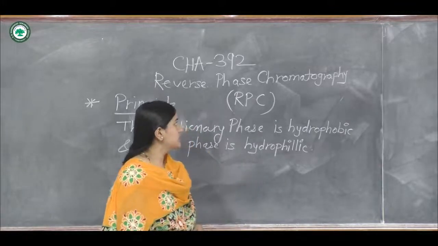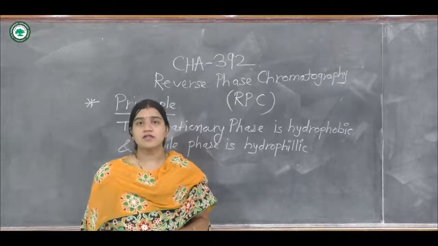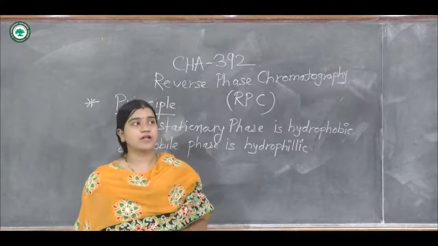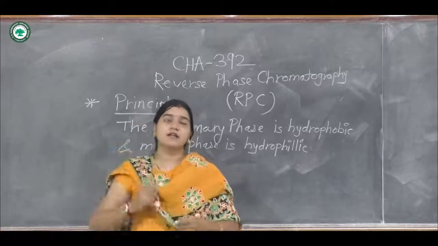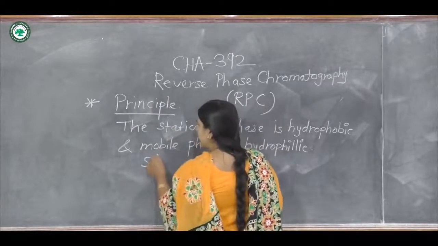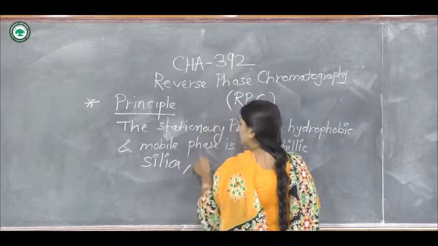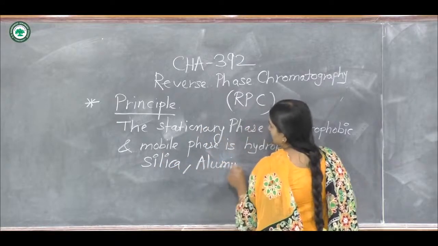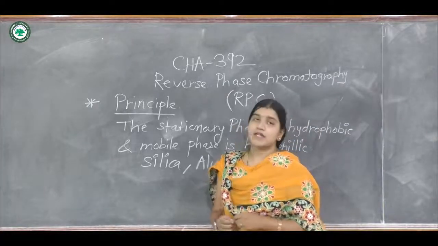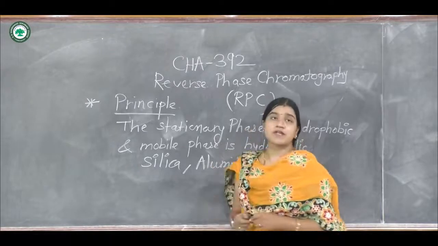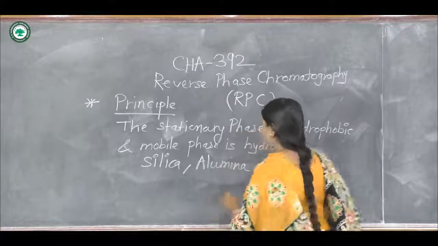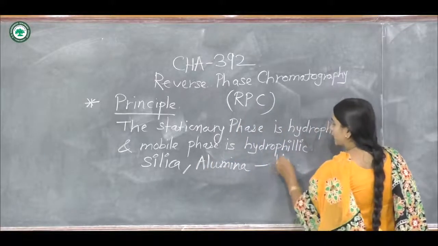Apart from this, when we are dealing with the stationary phase and the mobile phase, for reverse phase chromatography we always select silica as a stationary phase. Now all of you know that silica and alumina are the most commonly used stationary phases, but we have to make these phases especially hydrophobic to use them in RPC. So you have to convert it into a hydrophobic one.